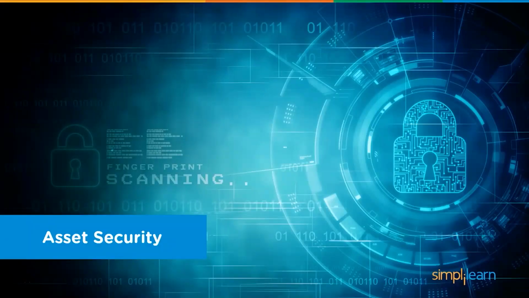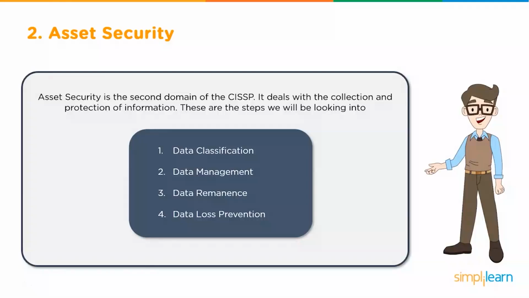Now, that was all about the first domain of CISSP, security and risk management. Let's have a look at the second domain, asset security. Asset security deals with the collection and protection of assets such as data and devices. Here, we will be looking into data classification, data management, data remnants, and data loss prevention.